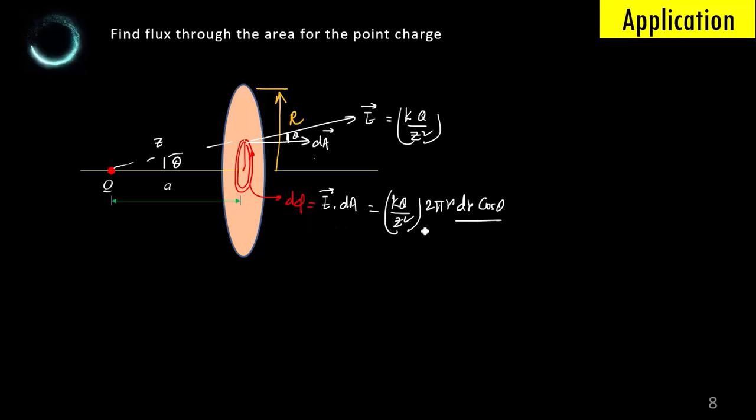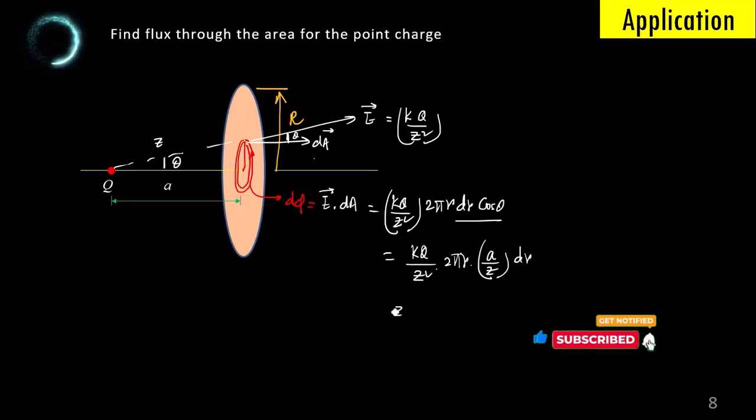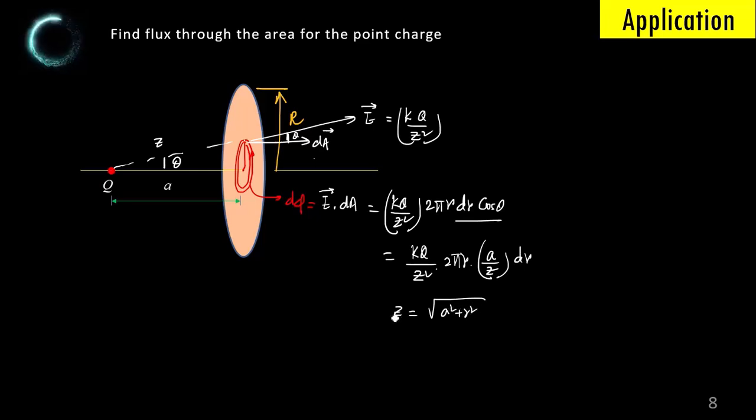So that is the d phi. So now you have to do the integration. Now once you are doing the integration, that means now the cos theta is also variable. What is the cos theta number? Cos theta is equal to A by Z. So that should be equal to KQ divided by Z square into 2 pi small r into cos theta, that is equal to A by Z into dr. Now what is Z? Z is equal to under root of A square plus small r square.